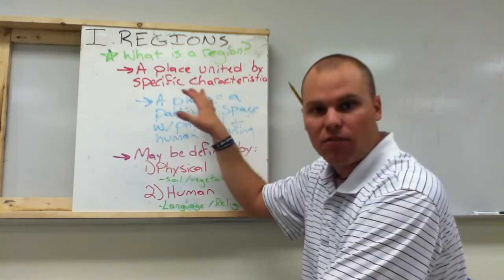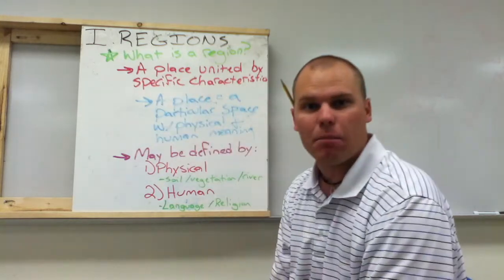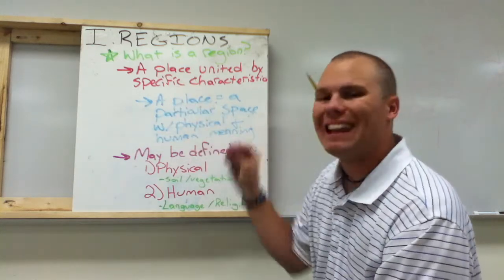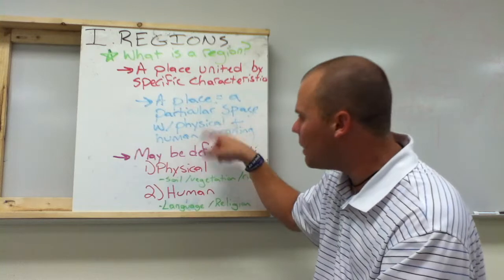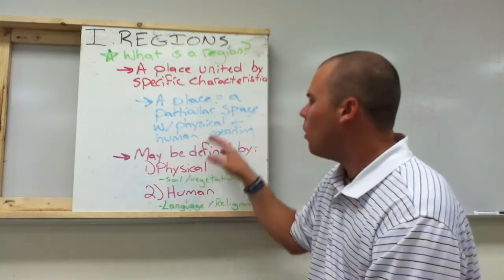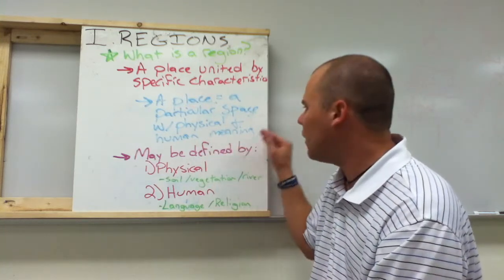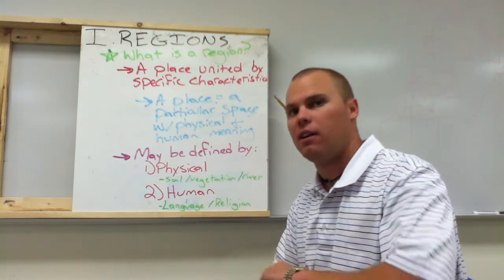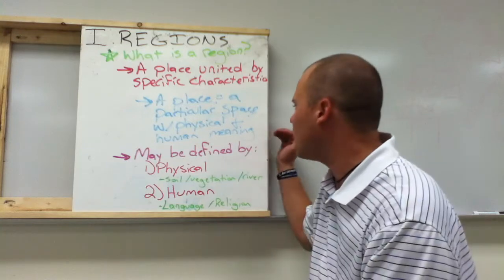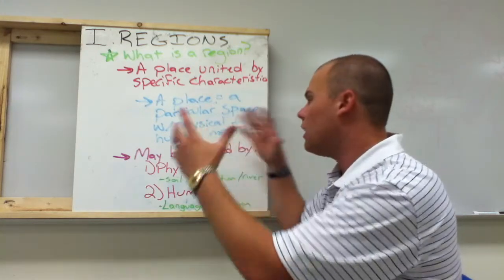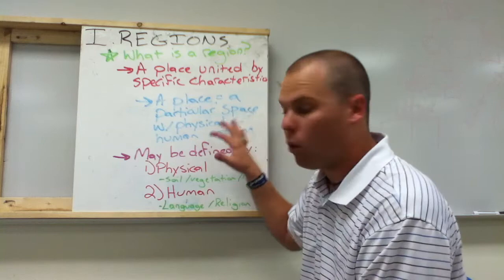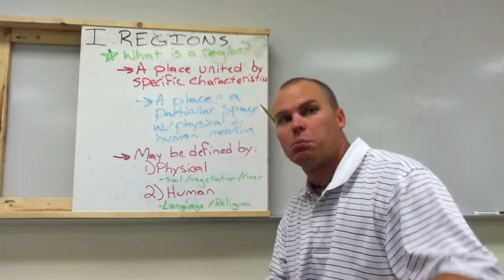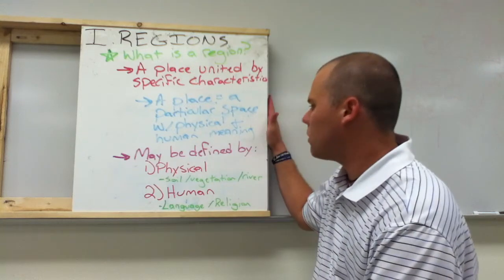Now, a region is defined by a place united by specific characteristics. Okay? Now, it's important for you to understand what place is defined by. A place is a particular space with physical and human meaning. Okay, that can be a lot of different things. Physical and human meaning encompasses a lot of different areas. Human meaning can mean things such as culture, language, religion, encompassing a lot of other things, while physical meaning can be things like specific physical landforms, specific physical borders, those sorts of things.